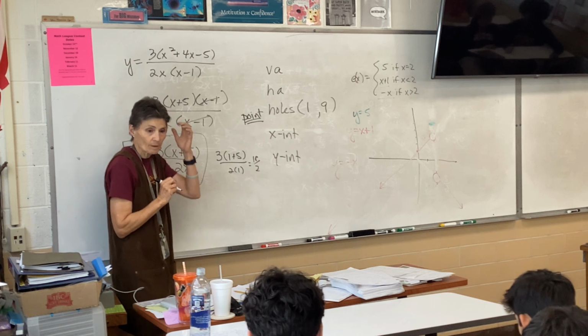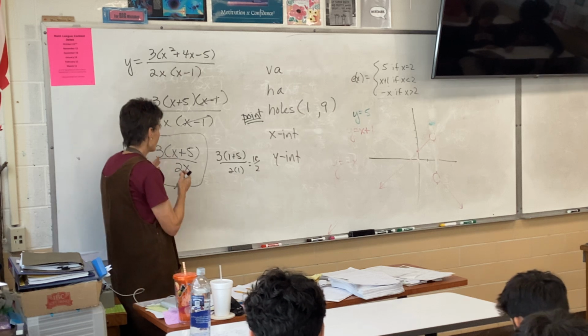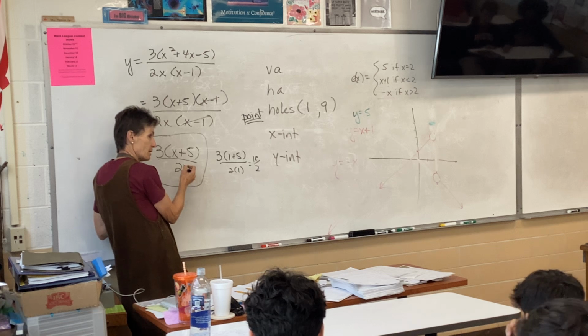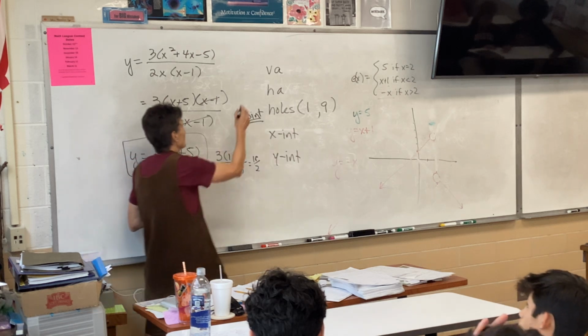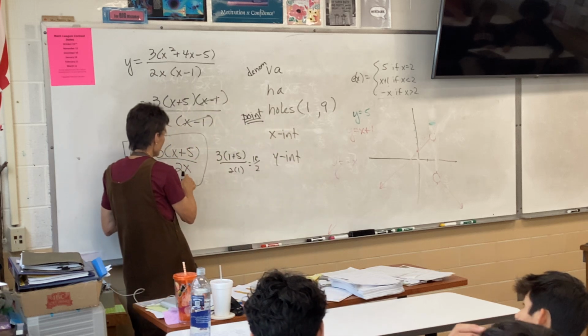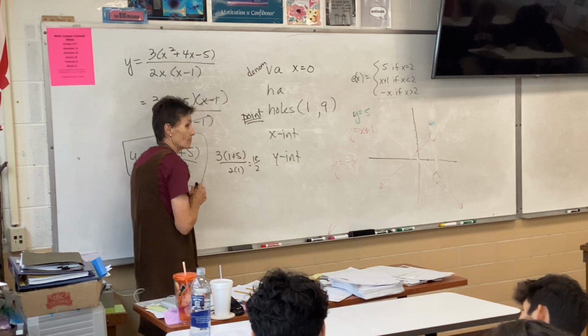All right, are we clear on where that came from? Okay, now let's look at what's left. If you have a denominator, you're going to have a vertical asymptote. This comes from the denominator. So the vertical asymptote is going to be at x equals 0.